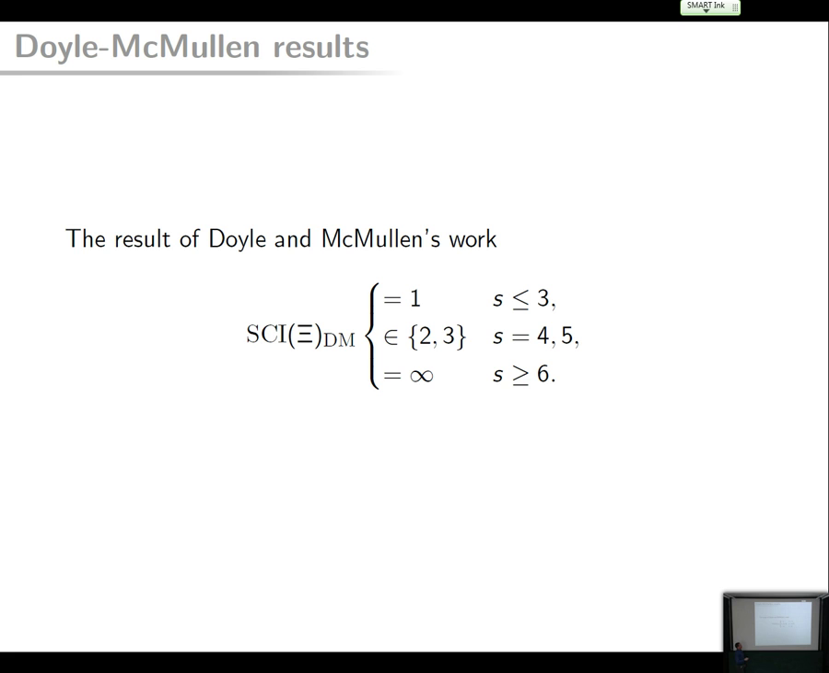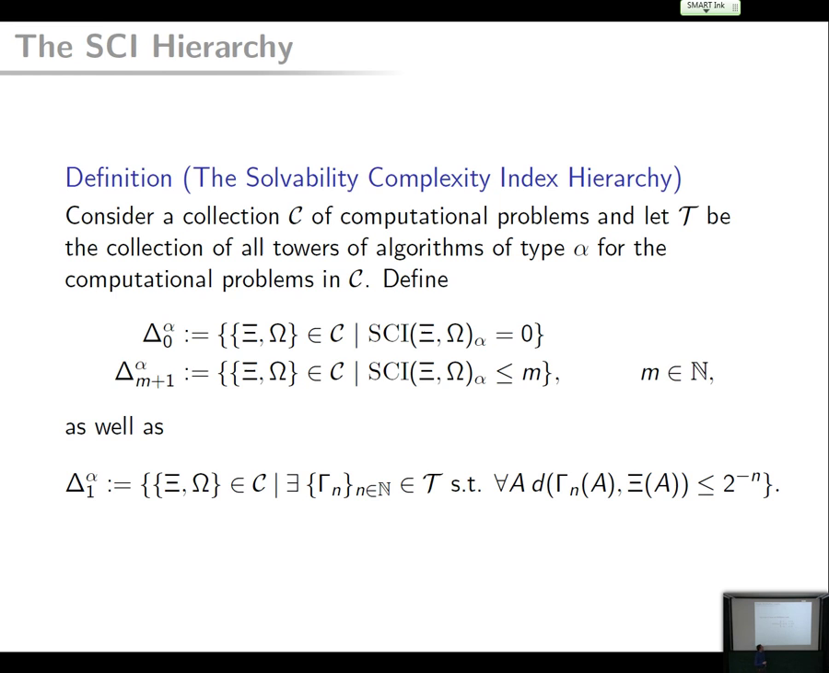In the case of a 6th-degree polynomial, it is any that can do it. So what does this teach us? Well, it says essentially that there must be a hierarchy here. Not all problems can be equally difficult, right? There must be a classification hierarchy on the different difficulties of the different computational problems. And this is essentially the key to the Solvability Complexity Index hierarchy.